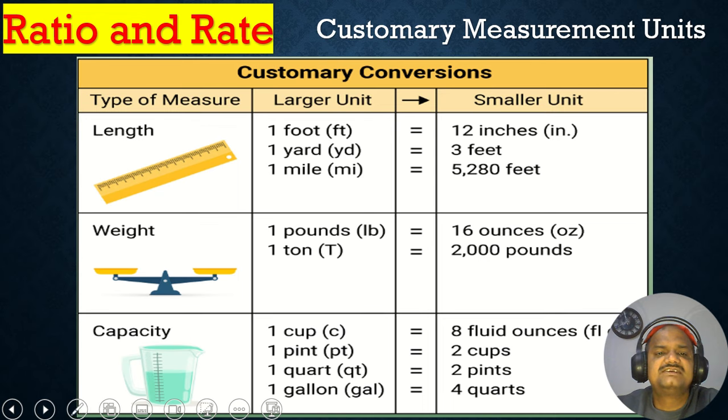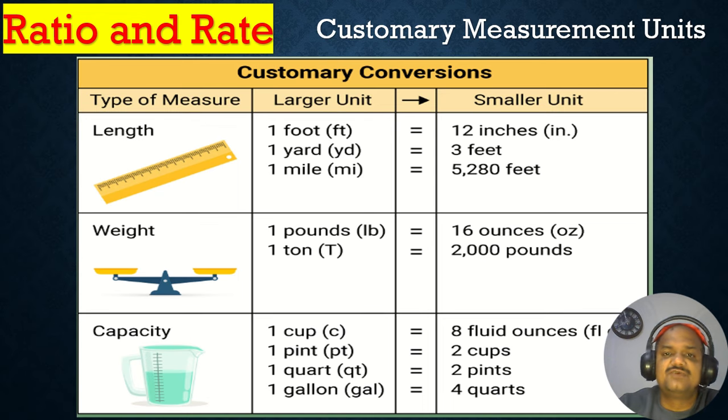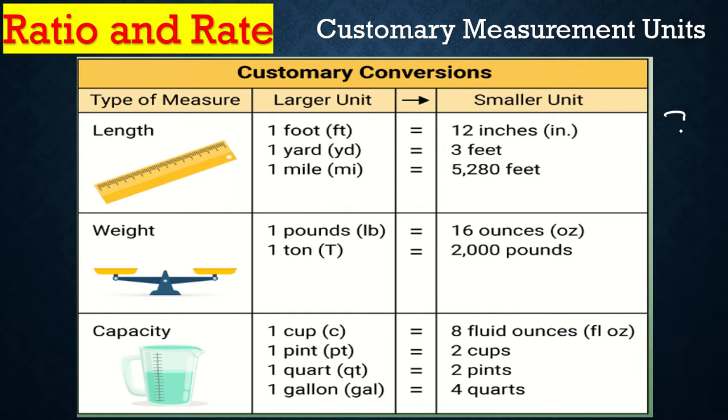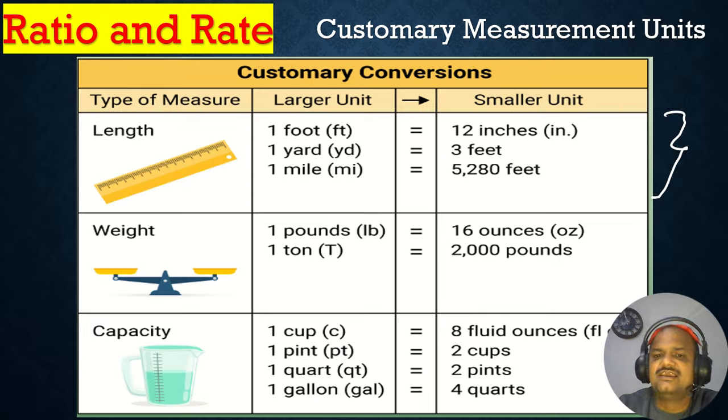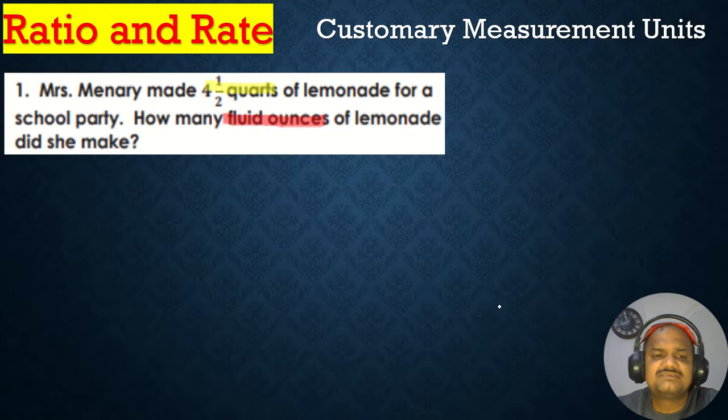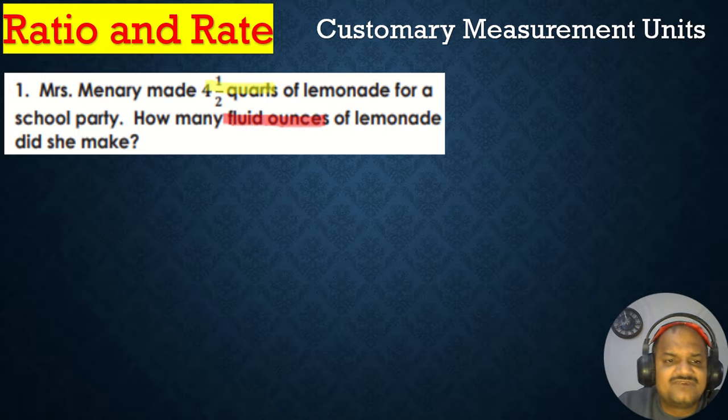Next is this thing I was telling you, customary measurement units. These formulae you must remember. If you want to do this question correctly, then remember this formula. 1 foot equals 12 inches, 1 yard equals 3 feet, 1 mile equals 5,280 feet. Like this you can remember all the formulae. Let's practice some questions. These questions I think I have taken from your revision worksheet.